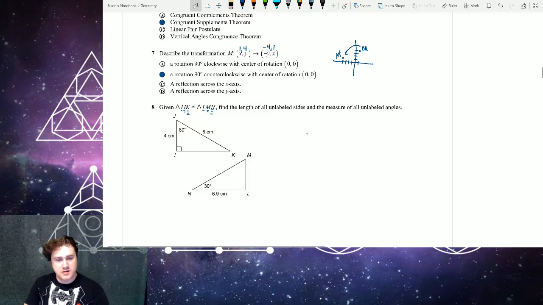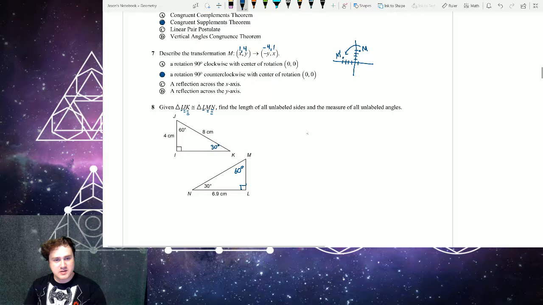So if I look at these, I can just go with the angles first. J matches with M. So if J is 60 degrees, M is 60 degrees. I matches with L. So I is 90 degrees, L is 90 degrees. And then the last one would mean that K has to be 30 degrees. So if I have all these angles, then I can easily compare where everything else is.